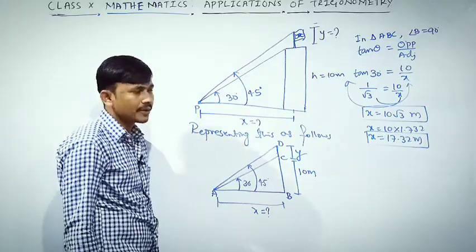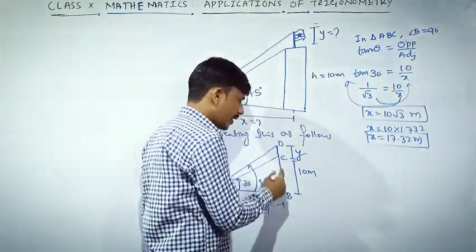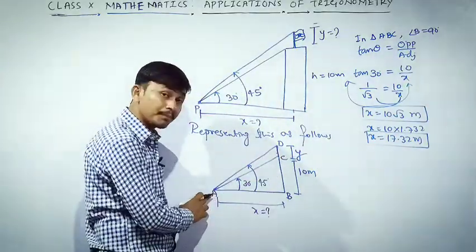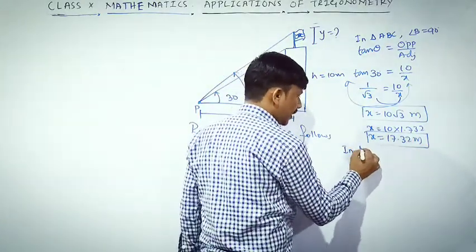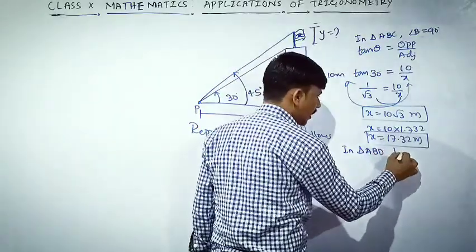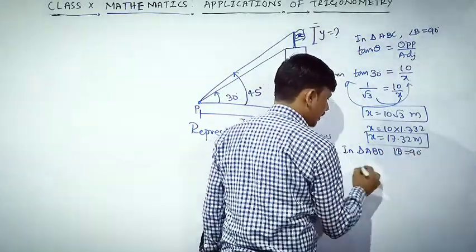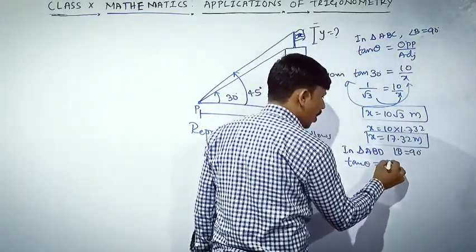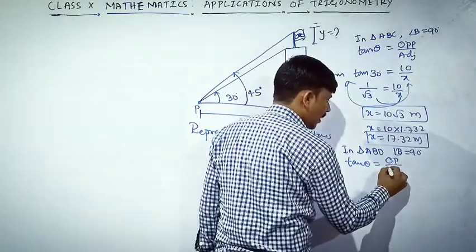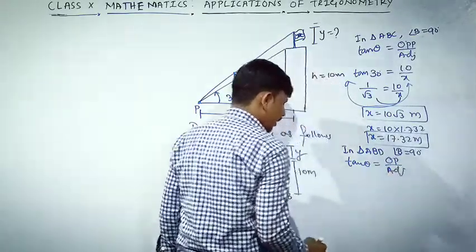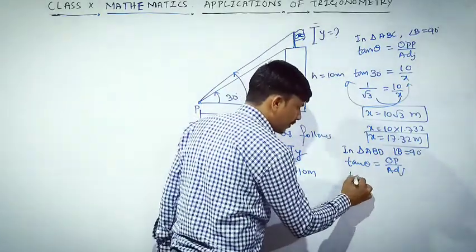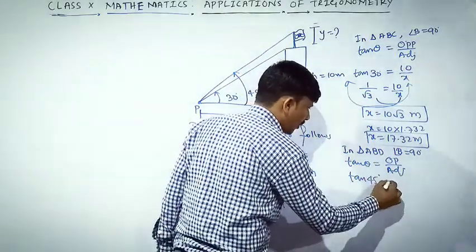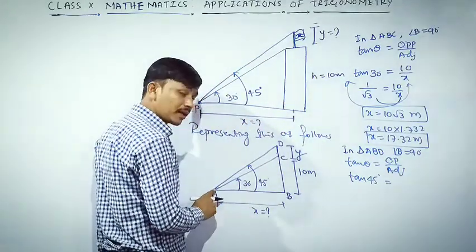Then what we need to find out? Y value. To find out the y value, we need to consider what? Big triangle, that is ABD. In triangle ABD, angle B is equal to 90 degree. Tan B is equal to opposite divided by adjacent value. Okay, tan B. What is angle here? 45 degree. Tan 45 degree is equal to opposite. What is opposite for big triangle?